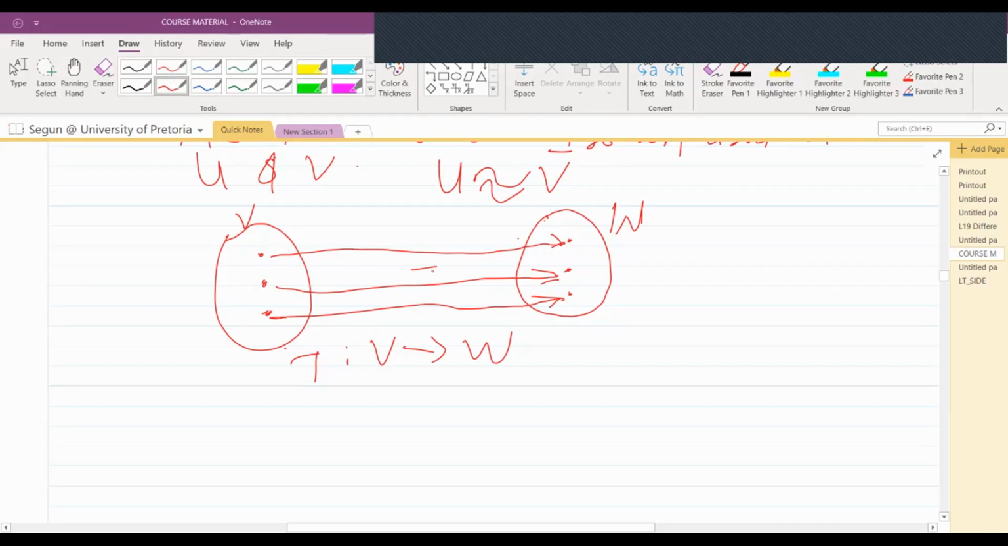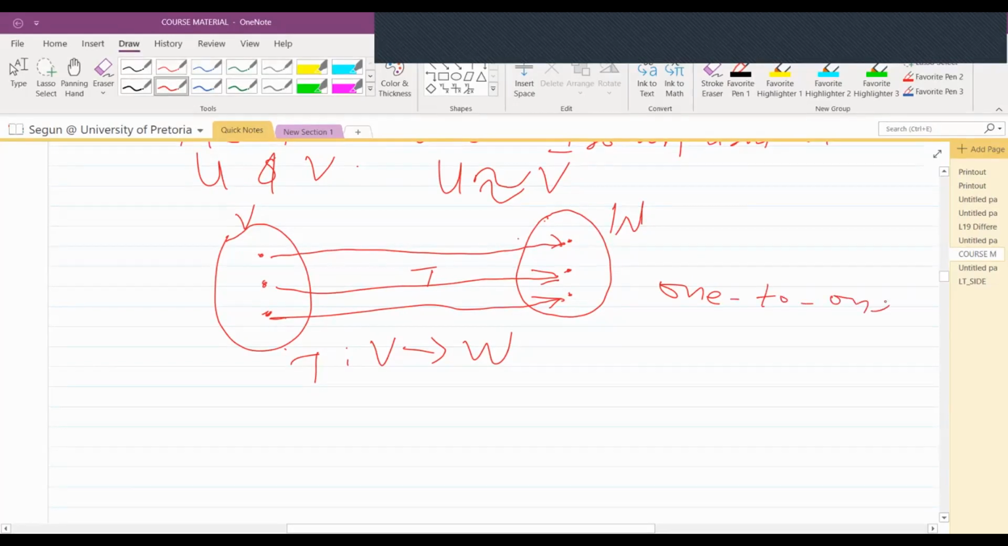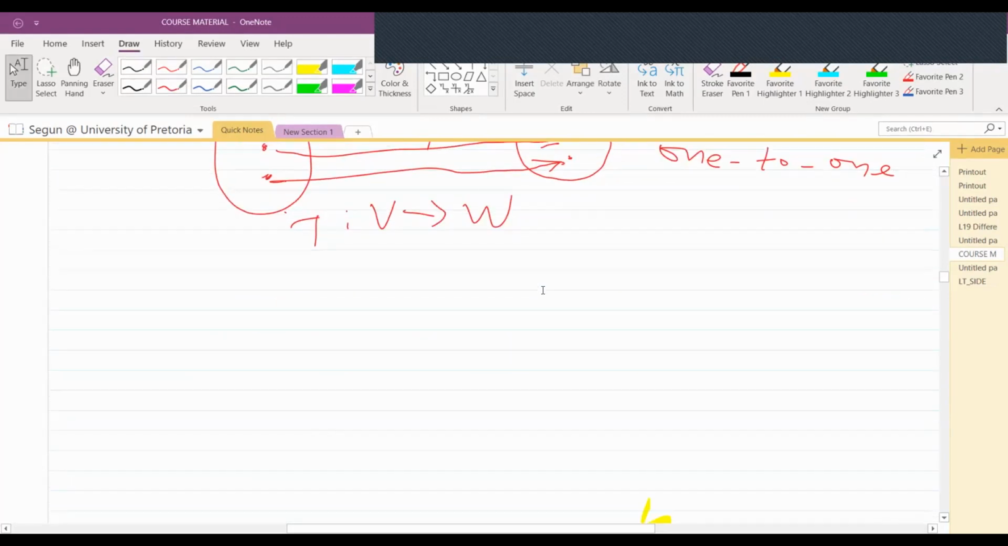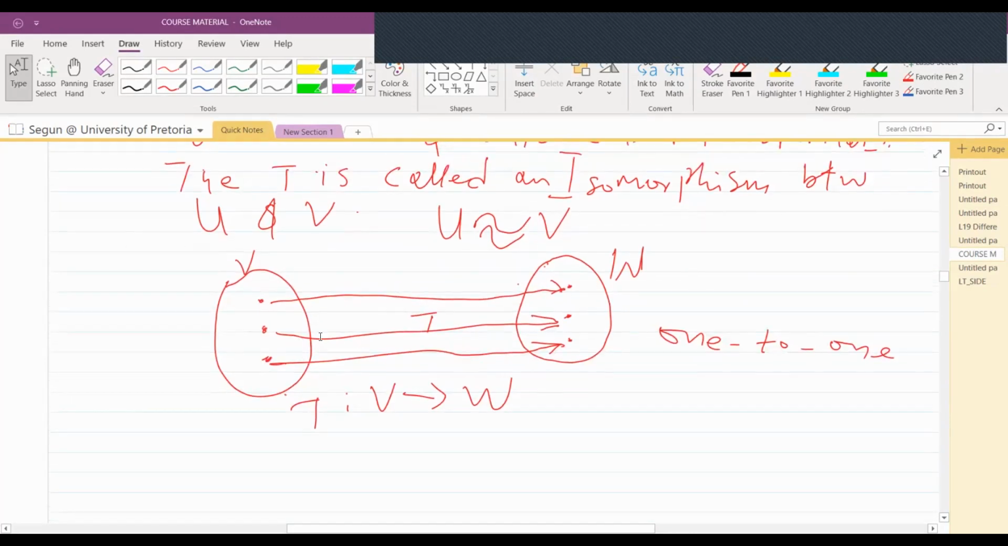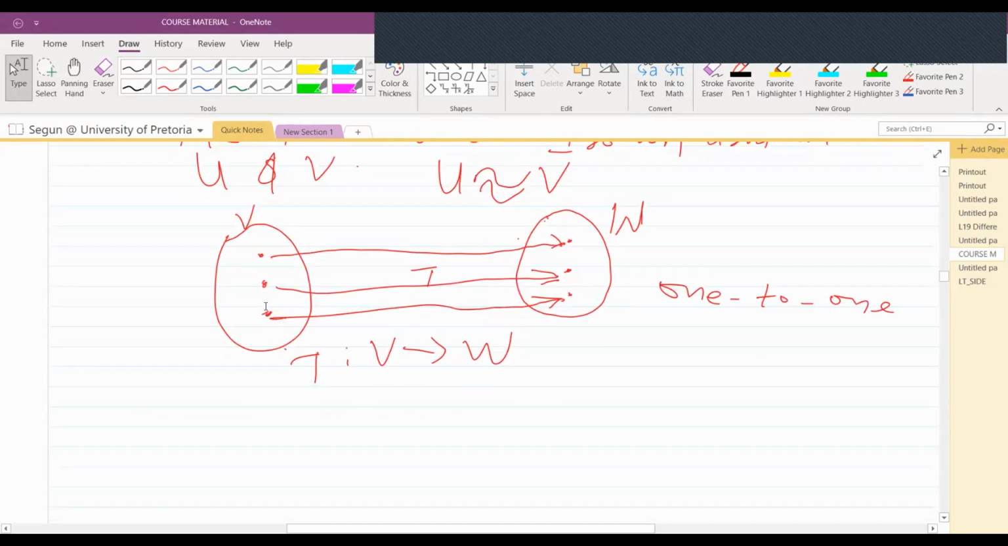So at this point, this line we call it T, that's where it maps. We can call this one a one-to-one mapping, because two things happen. No element from the codomain is mapped to from the domain twice.